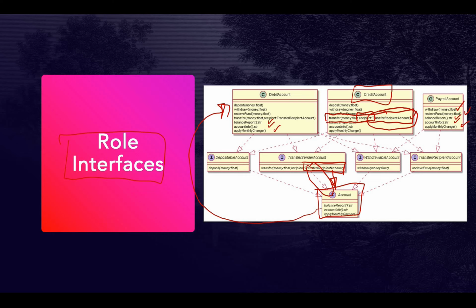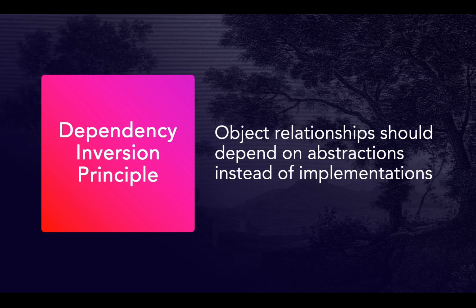And it can behave in the manner a credit account behaves. You have multiple levels of polymorphism in this case. So that's interface segregation principle solved by role interfaces. The last principle right here, this is what D stands for, dependency inversion principle.